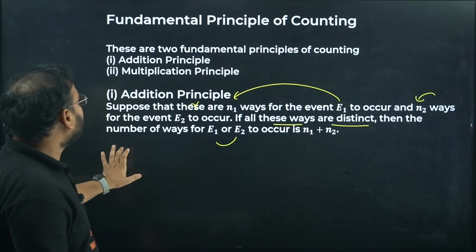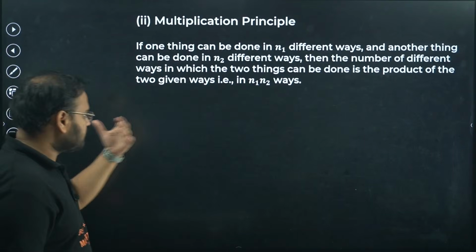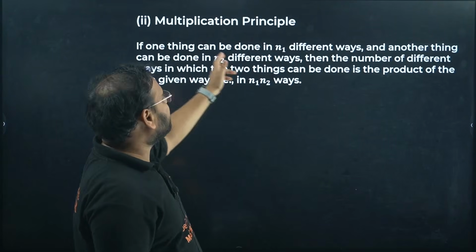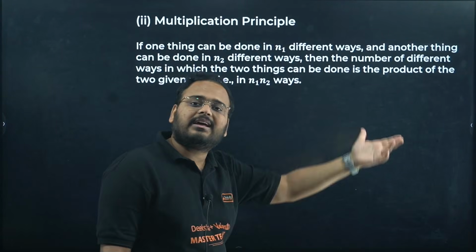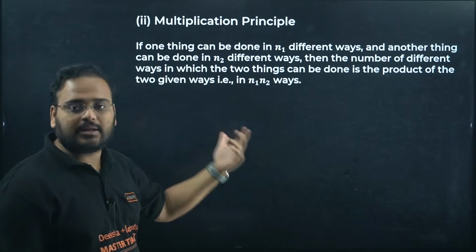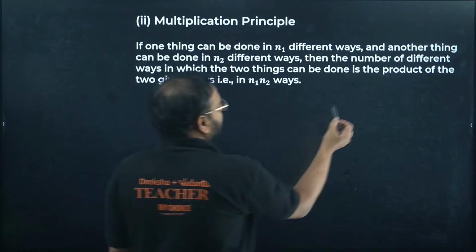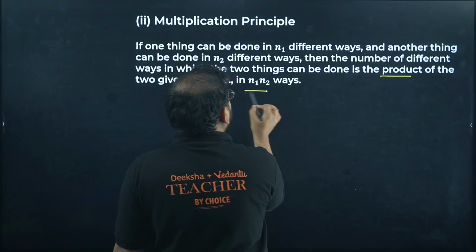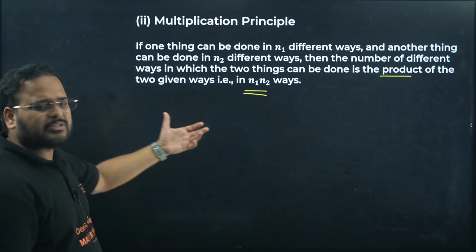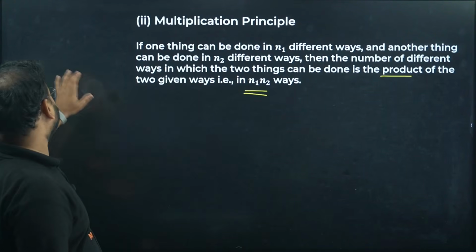Now if you want to go to the multiplication condition, this again changes. If one thing can be done in n1 different ways, and another thing can be done in n2 different ways, then if you're trying to do both the things together, it becomes the product of one with the other, which means n1 into n2 ways. Getting it? We'll look at more questions of this, don't worry about it.